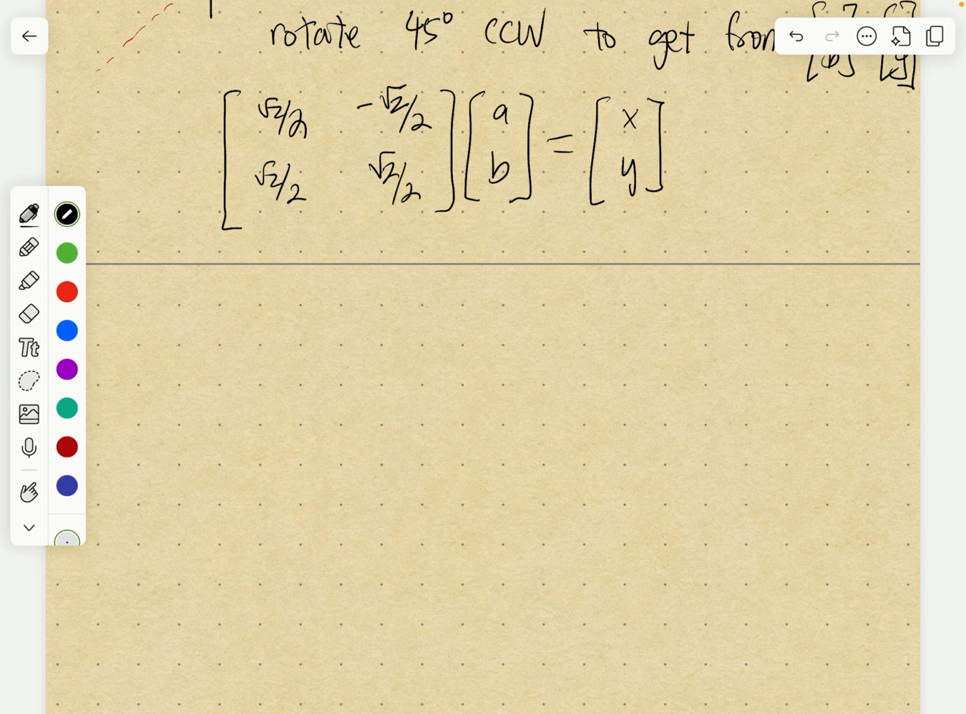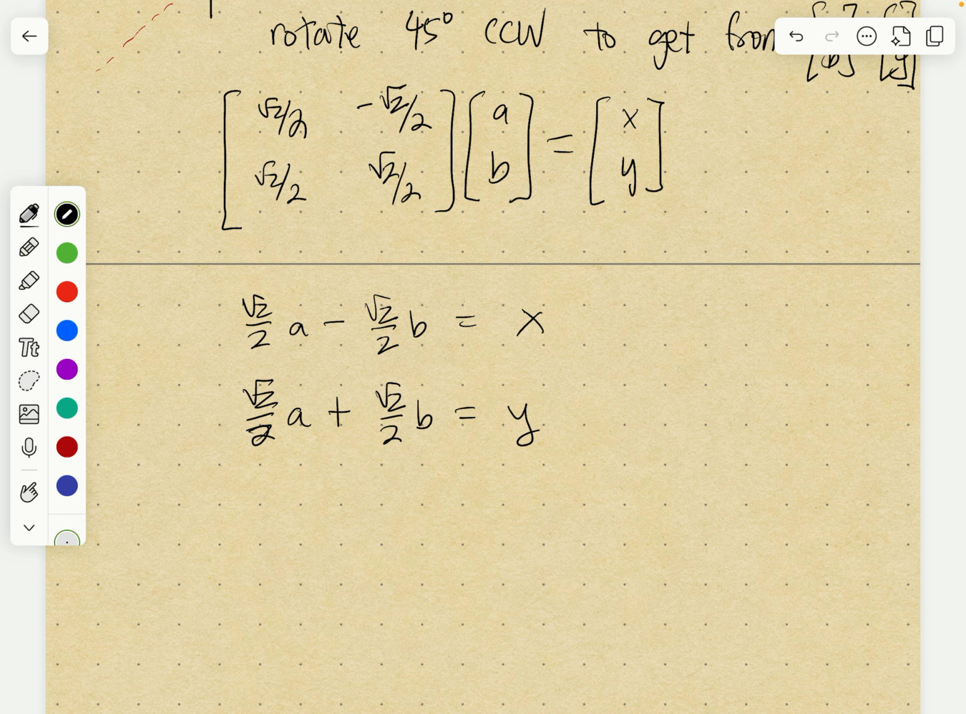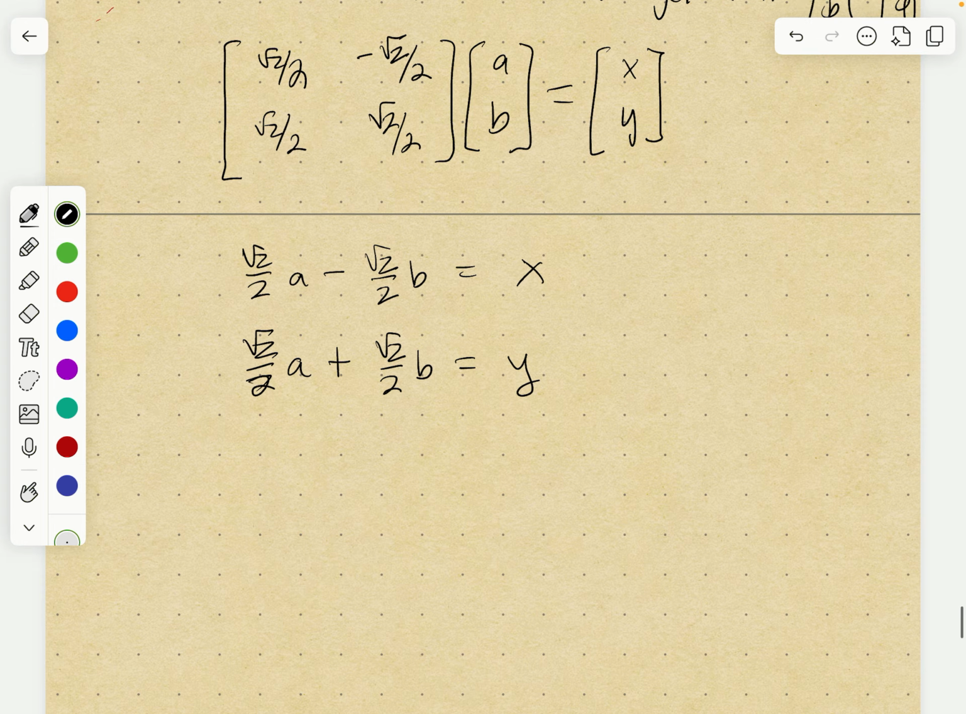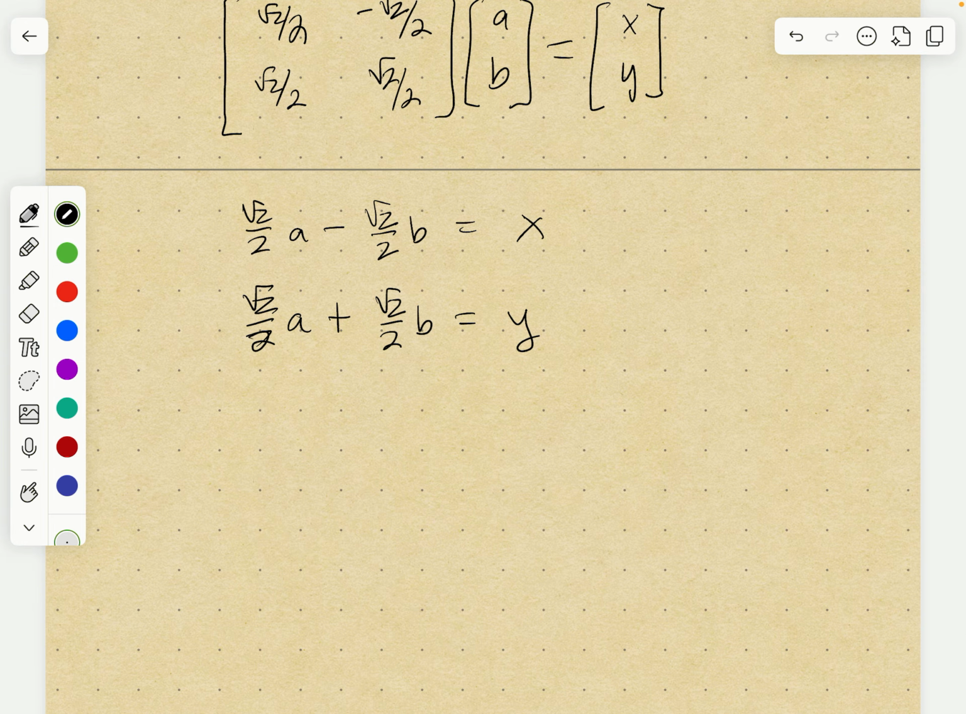And let's write this out. So if you write this out, you're going to get root 2 over 2 a minus root 2 over 2 b equals x, and root 2 over 2 a plus root 2 over 2 b is equal to y, right? And now do you see why we did it like this? Because now we see that x and y are related because x squared is equal to y. Therefore, when you take this and you square it, you're going to get that. And then that's going to give you a relationship between a and b.